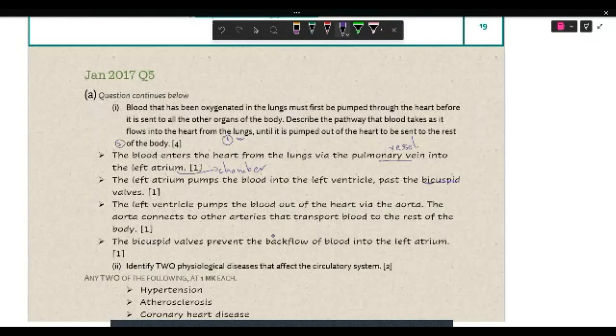Notice that you're not being asked to describe the entire flow. So you don't have to talk about blood coming from the body into the right atrium and all of that. You're just talking about one half of the cycle, right? Remember you have two circulations that occur because we have a double circulatory system. You have your pulmonary and your systemic.